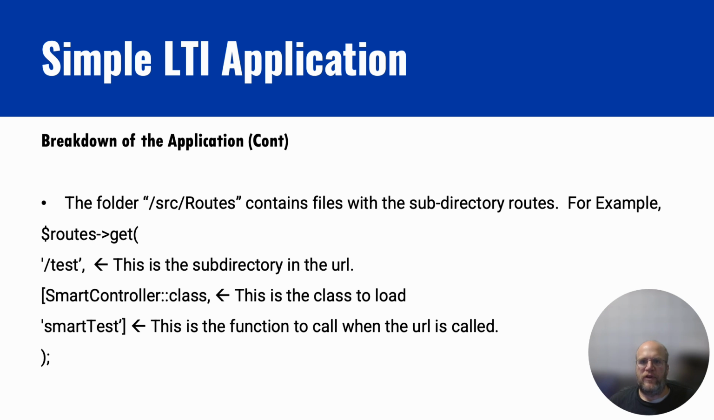In the application folder, /src/routes contains all the files in the subdirectory for routes. For example, in this file, if the URL is /test, the application will run the smart test function in the smart controller class. For example, if your web server is using the domain gsu.edu and you type in gsu.edu/test in your browser, any code in the function smart test will run.